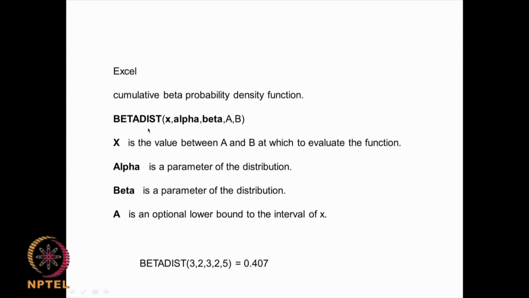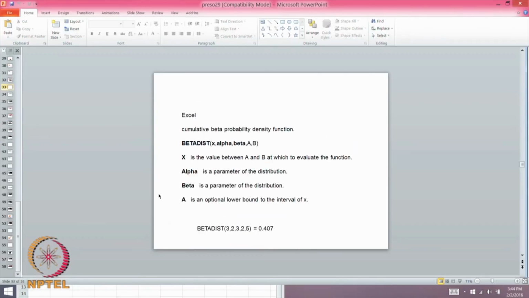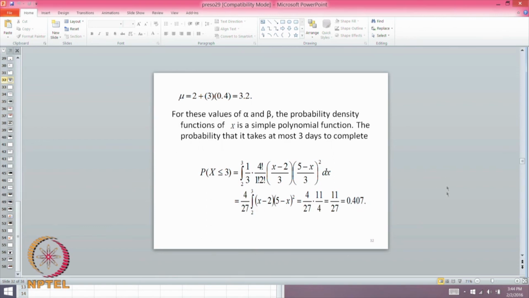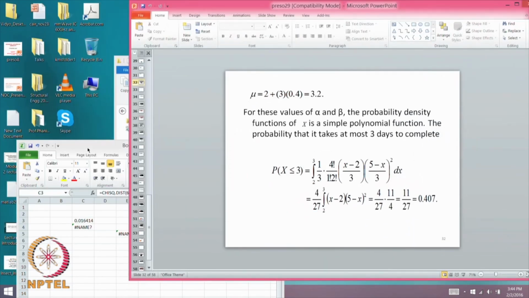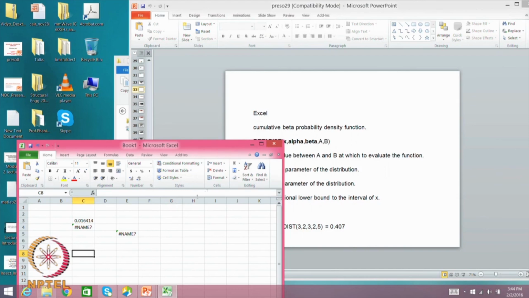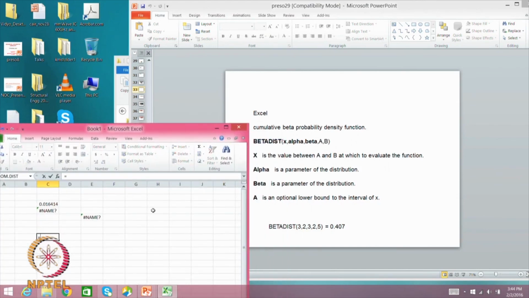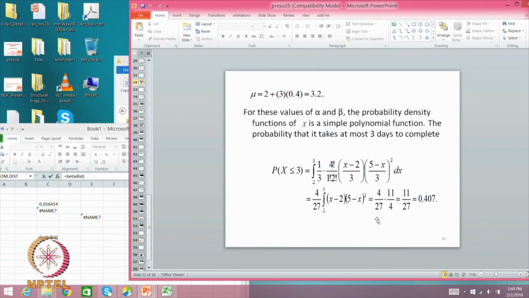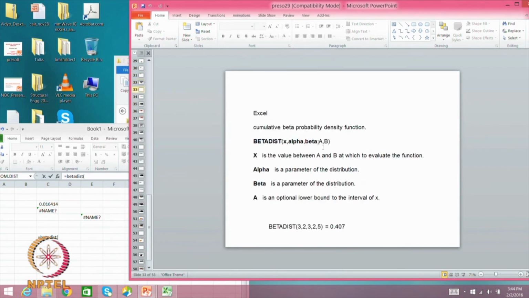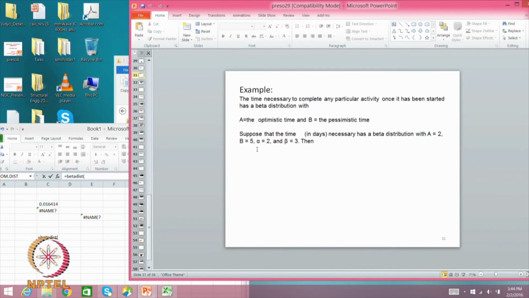And in your Excel we have this BETA.DIST, okay, which takes x, alpha, beta, A, B. So, let me look at it. Excel. So, we have the Excel function which is given by equal to BETA.DIST, and you want to calculate at, say, it is given as x, alpha, beta, A, B. So, in your case alpha and beta are 2 and 3 respectively, A and B are 2 and 5 respectively.